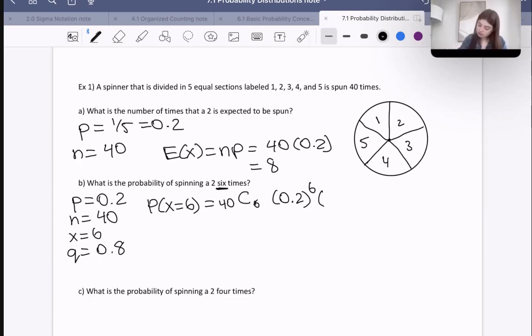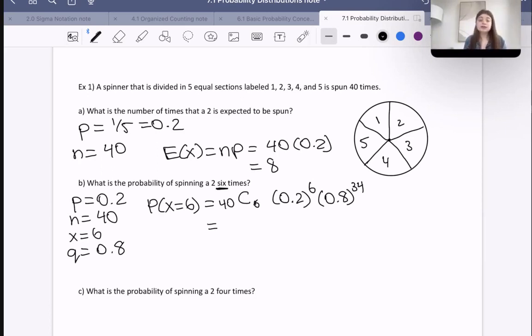We also need, for the opposite outcome, Q, of spinning something that is not a 2, to happen 34 times, right? Because in total we're spinning 40 times. So 6 plus 34 is the total 40. So we've accounted for all 40 times in our experiment, which is good. Now I'm going to simplify this.